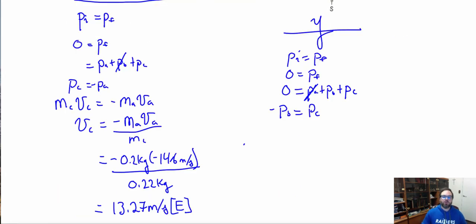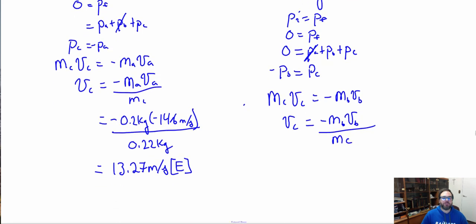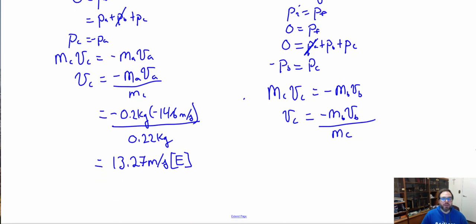So now we're just going to substitute in my formulas for momentum of B and for the momentum of C. So I'm going to have the mass of fragment B multiplied by the velocity of fragment B is equal to the mass of fragment C multiplied by the velocity of fragment C. And I want to isolate for the velocity of fragment C. So that's going to give me the velocity of fragment C is equal to the mass of fragment B multiplied by the velocity of fragment B divided by the mass of fragment C. And remember, that is all negative.